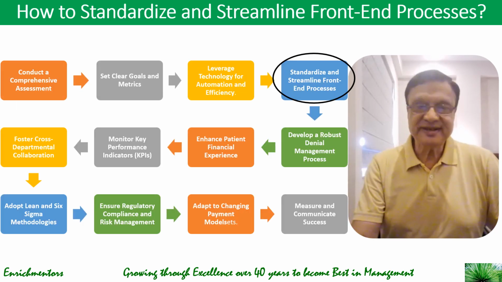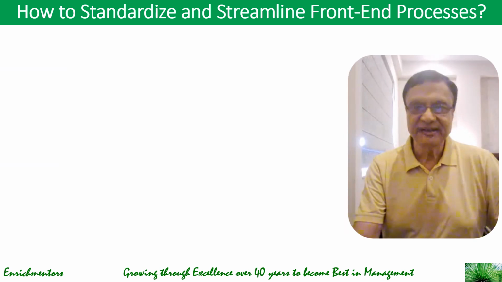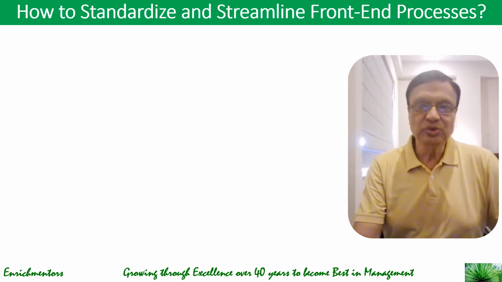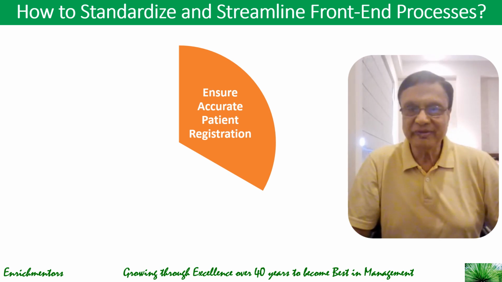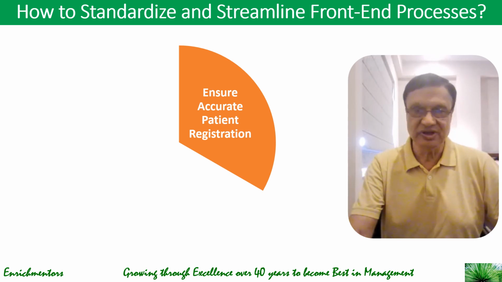So, how do you think you can standardize and streamline front-end processes? Any thoughts? So, there are three things that you need to do to standardize and streamline the front-end processes. The first thing is to ensure accurate patient registration, because accuracy in patient demographics, insurance verification, and pre-authorizations are critical to preventing downstream errors, right? So you need to train front-end staff on the importance of capturing correct information points. So that's the first thing that you need to do.